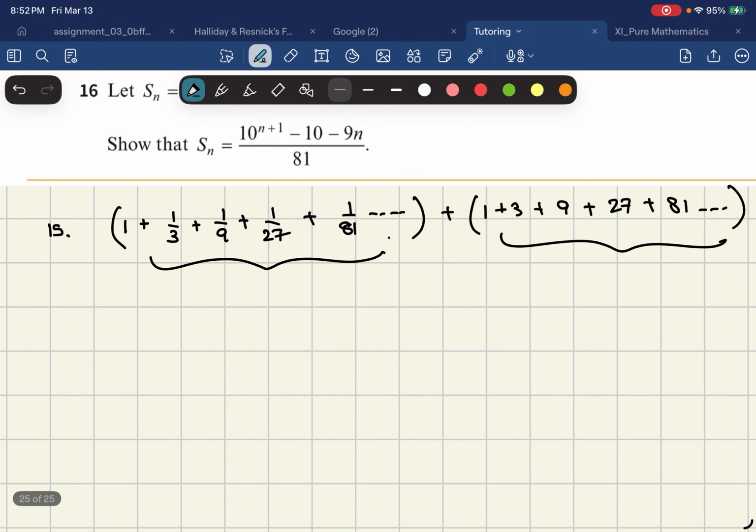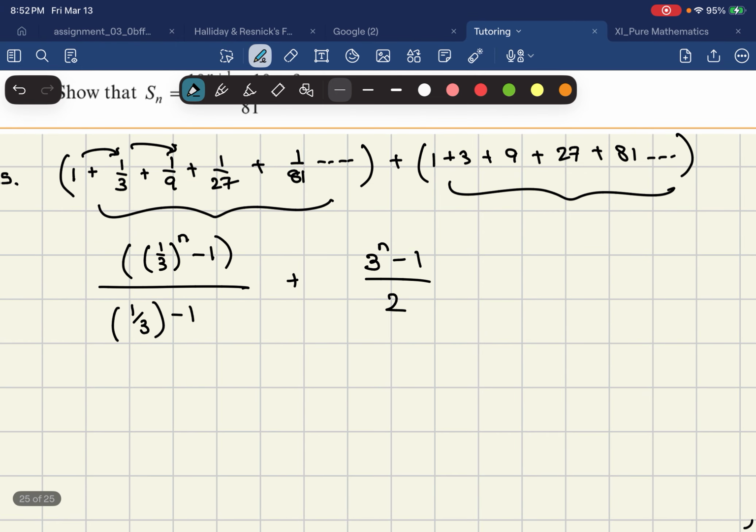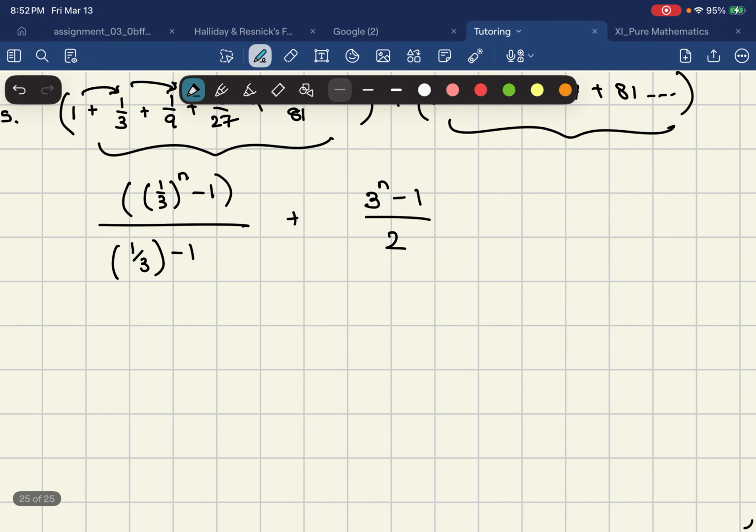So this is a geometric series. And how do I sum it up? Well, my first term is 1. My common ratio is 1 over 3, if you can see. How many terms do I have? I have n terms. So, 1 over 3 to the power n, minus 1, divided by 1 over 3 minus 1. Plus, my first term is 1 again, so I don't need to write 1. My common ratio is 3, so 3 to the power n minus 1 over 2. 3 minus 1 is 2. We have 3 to the power n minus 1 in the numerator.